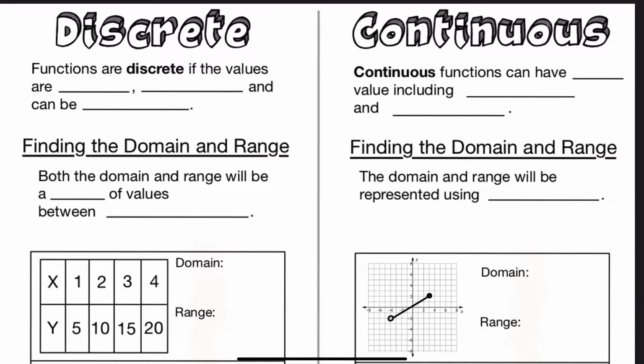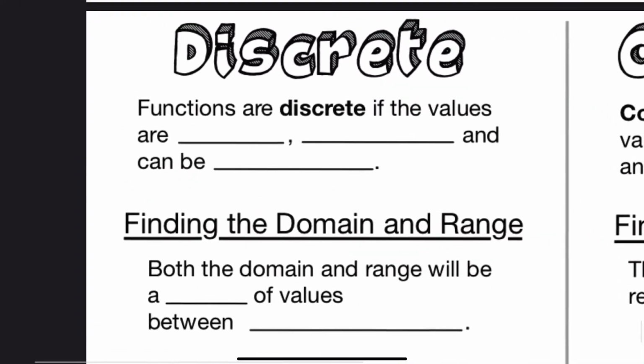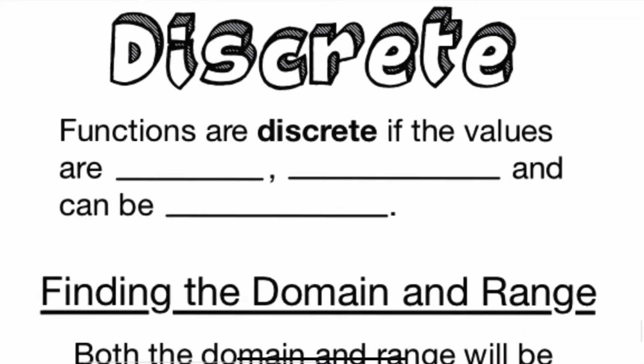But we got some more notes to take. So we're continuing with our topic 3 notes. Yesterday we were talking about identifying functions and whether we could tell if a table or a map or a set of points or a graph was a function or not. Now we're going to talk about two different kinds of functions. Specifically, we're going to talk about the discrete functions today. We'll save continuous for when I come back.